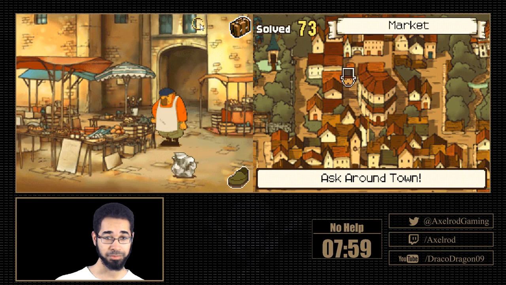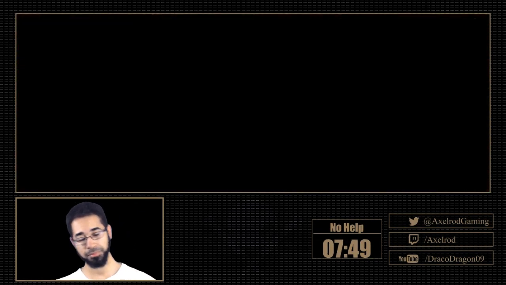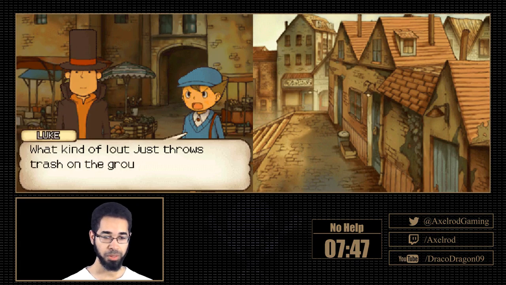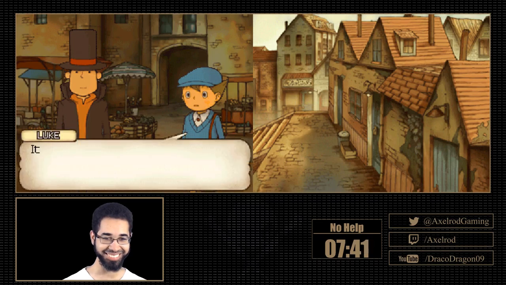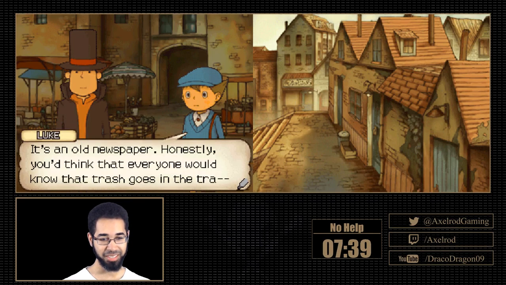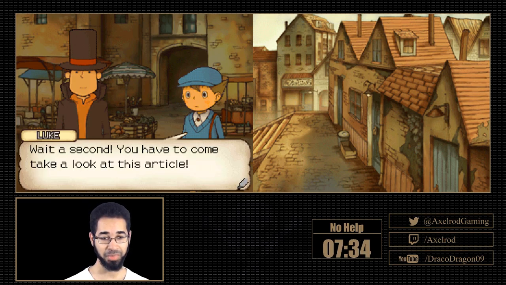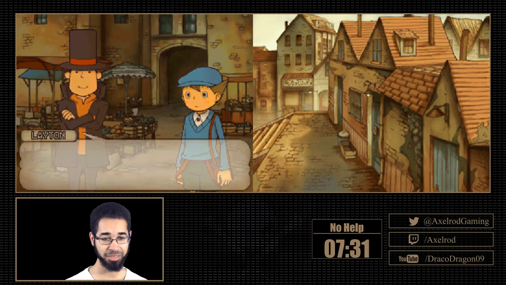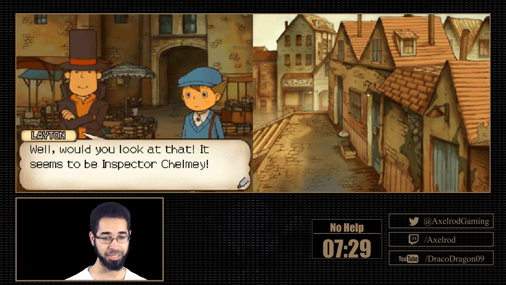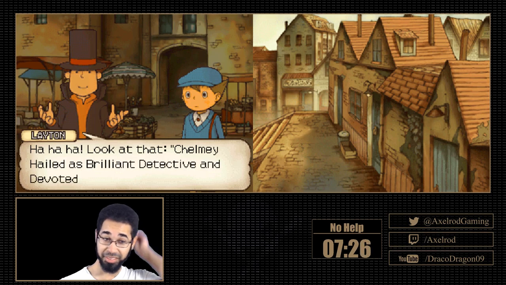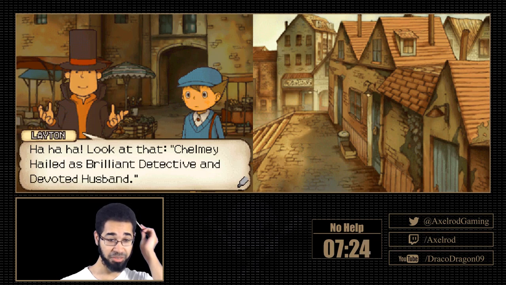Hey. Alright, what do we have here? Kind of lout just throws trash on the ground. I'm going to pick it up. An old newspaper. Honestly, you'd think that everyone would know that trash goes in the... Wait a second. You have to come take a look at this article. Oh, would you look at that? It seems to be Inspector Chelmy.